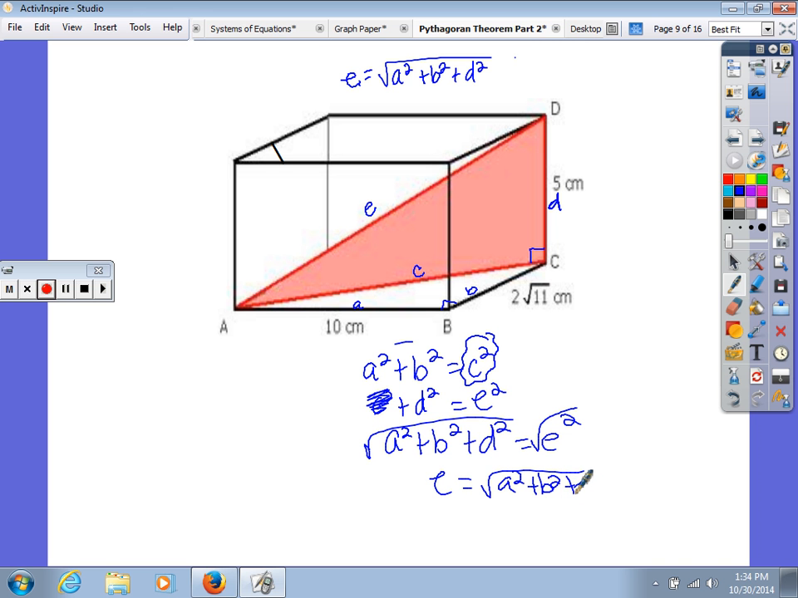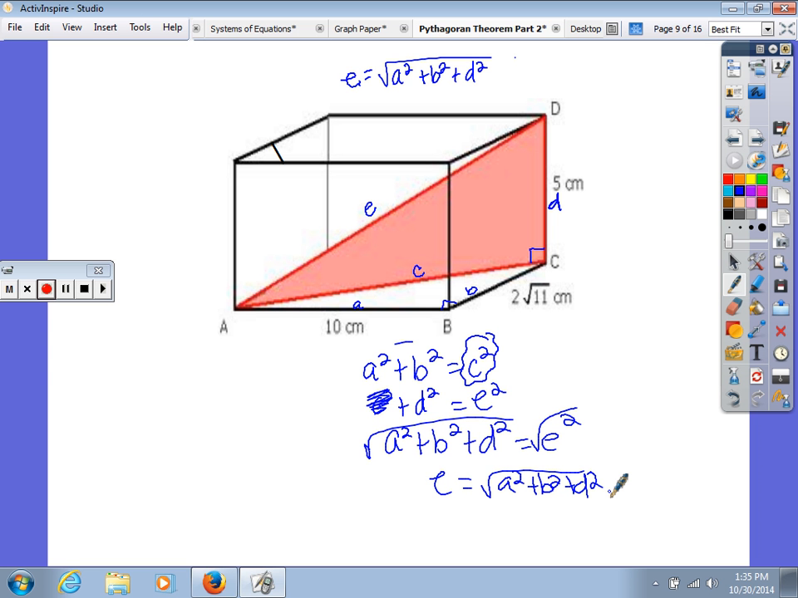So in class, as long as you understand the proof behind it and you can prove why it works, you do not have to do all of this work. What you can do, in fact, is just write what this should be. And that would just be 10 squared plus 2 squared to 11 plus 5 squared. And the square root of that should give me 13.